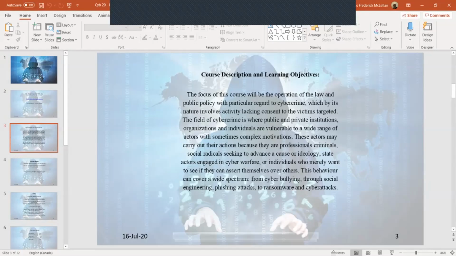These actors may carry out their actions because they're professional criminals, social radicals seeking to advance a cause or ideology, state actors engaged in cyber warfare, or individuals who merely want to see if they can assert themselves over others. Their behavior can cover a wide spectrum from cyberbullying through social engineering, phishing attacks, ransomware, and cyber attacks, and we're going to talk about all of those.